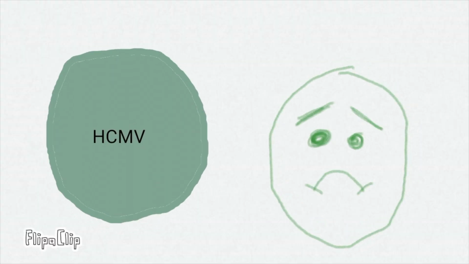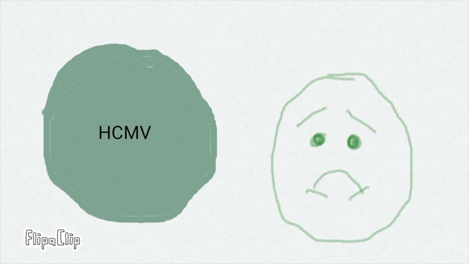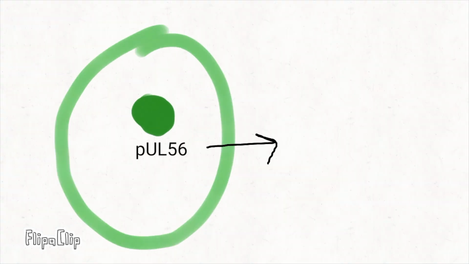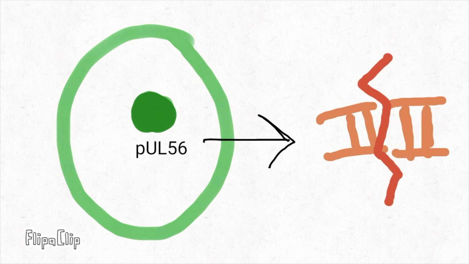Human cytomegalovirus, HCMV, is a herpes virus that causes lifelong infection in people who are infected. While most who are infected are asymptomatic, it's often very dangerous for immunocompromised people. Within HCMV's genome, there is the protein UL56, which functions to cleave the viral DNA after it has been replicated, which means that new viruses can be made.